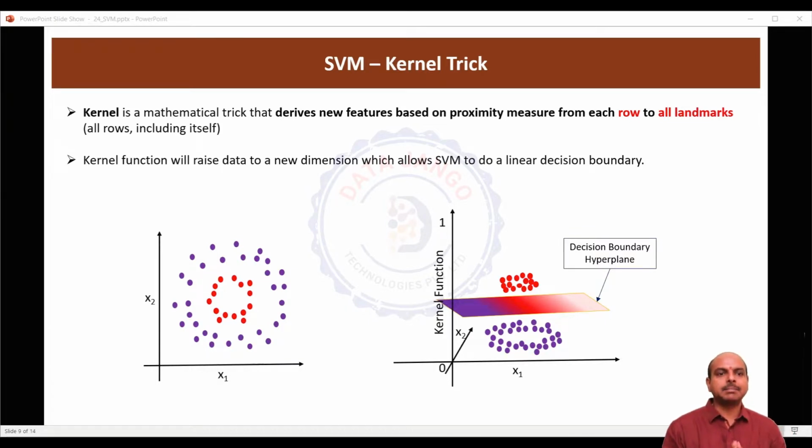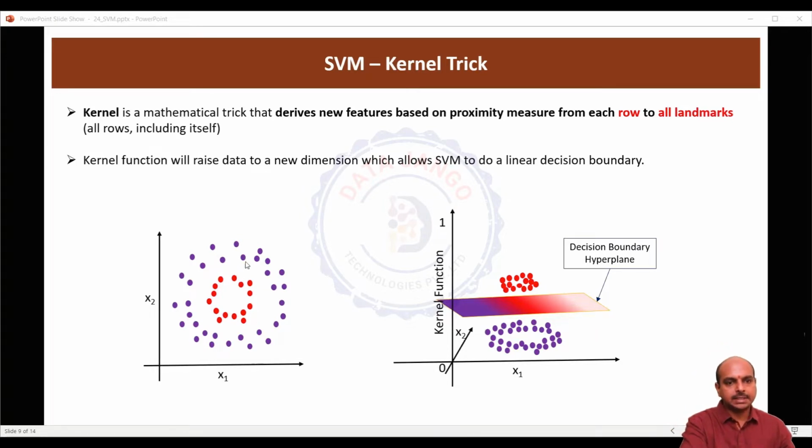Right? Kernel trick is a mathematical trick which derives new features based on proximity measure from each row and all landmarks. We know what is row, right? In a data set we know what is row. What is landmark? I'll explain in a moment. In simple words, each row is taken as a landmark, and we'll try to derive new features based on the distance, the proximity, between the row and the landmarks. Okay, so it is a very interesting technique.